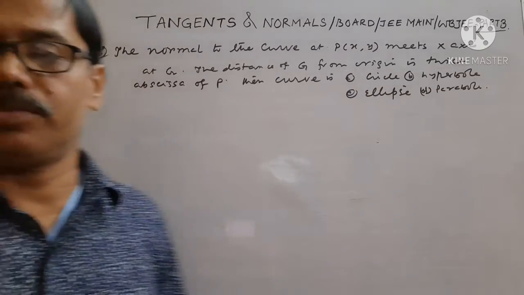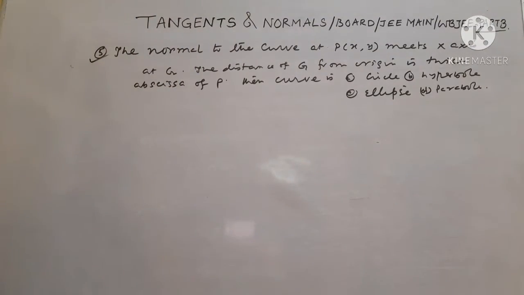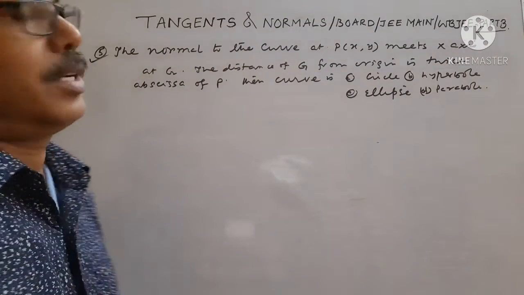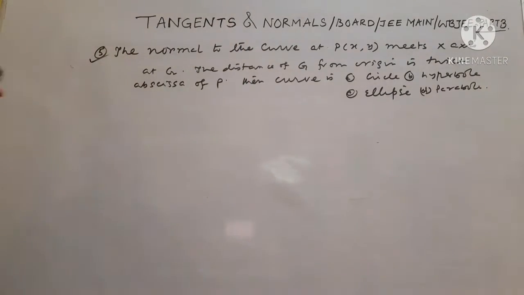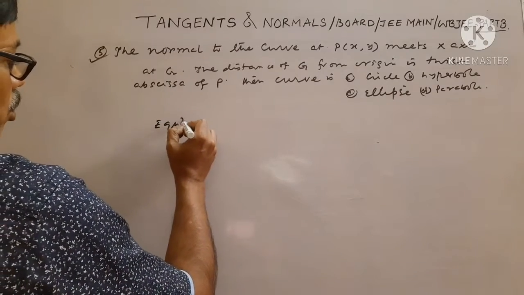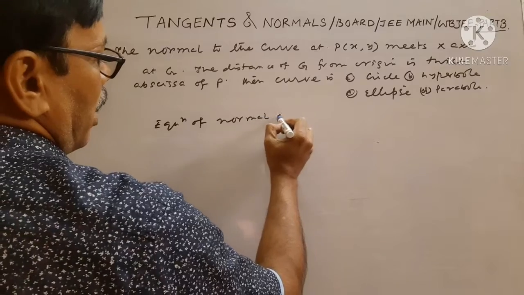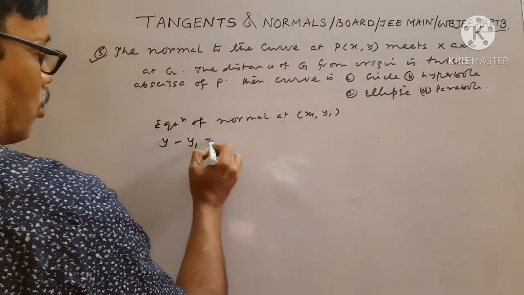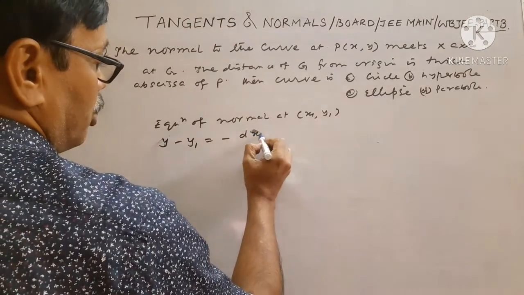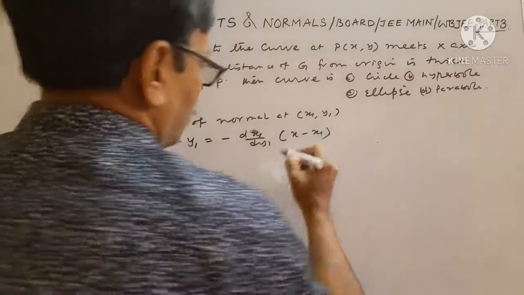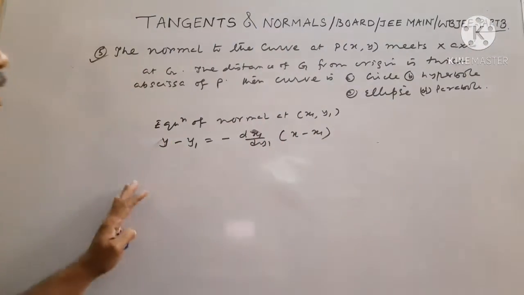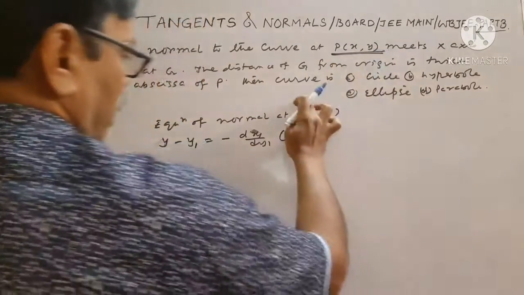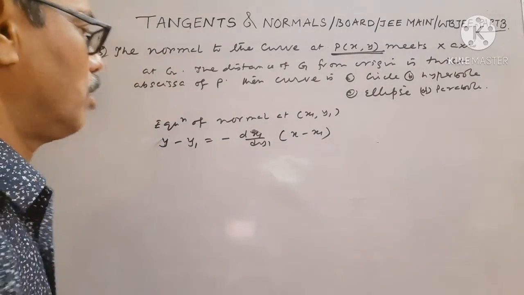This is a mixed problem: tangent, normal and differential equation. The normal to the curve at P(x, y) meets the x-axis at G. So the equation of normal, try to recall, at x1, y1: y minus y1 equals minus dx1 by dy1 into x minus x1. This is the equation of normal at x1, y1. Suppose we are considering the point x, y as x1, y1.